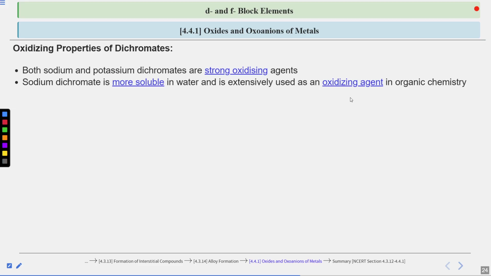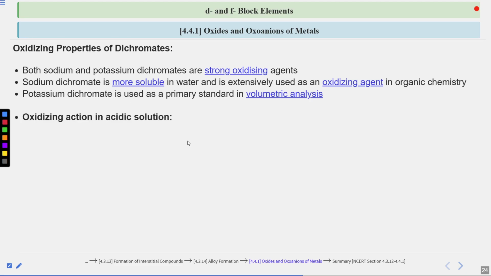Oxidizing agent means it oxidizes, thus gets reduced itself. Potassium dichromate, on the other hand, is used as a primary standard in volumetric analysis. So they have their different uses. Sodium dichromate is used as an oxidizing agent, and potassium dichromate is used as a primary standard in volumetric analysis.